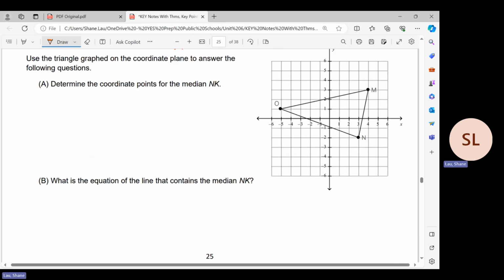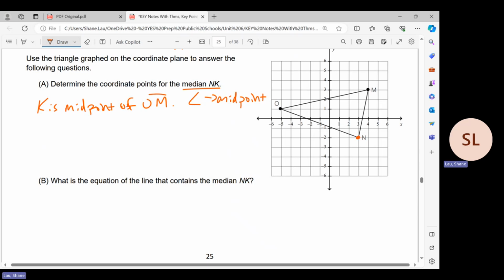Example 2. Here we have to determine the coordinate points of the median NK. Remind ourselves, this is an angle to midpoint kind of line. Looking at our diagram, we are starting from point N, and that must mean that K is the midpoint of the opposite side to N, which is ON. So K is the midpoint of ON.